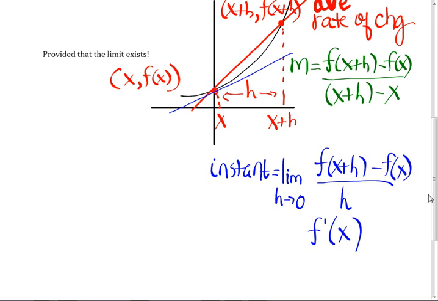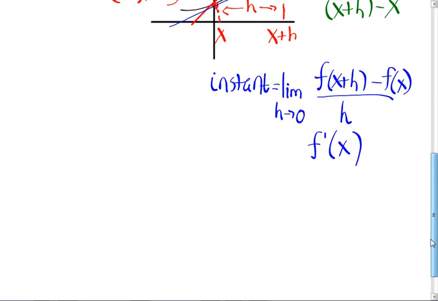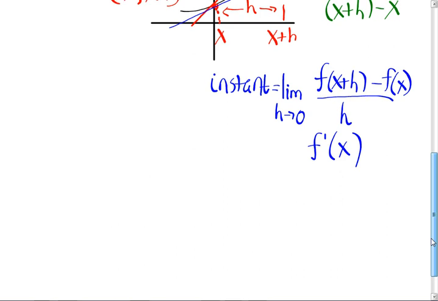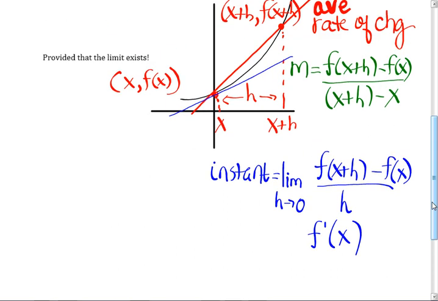Okay, so instantaneous is the derivative. Average is just the slope. So let's say that. This is just slope, and this is derivative. Does that help? I saw some light bulbs go on, actually.